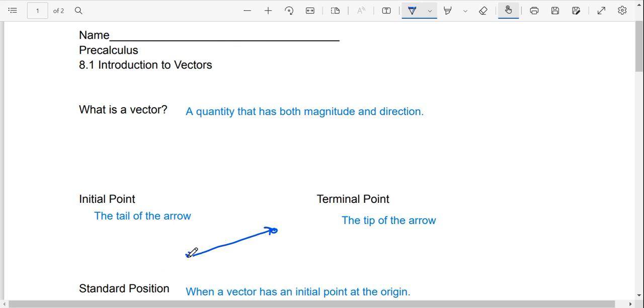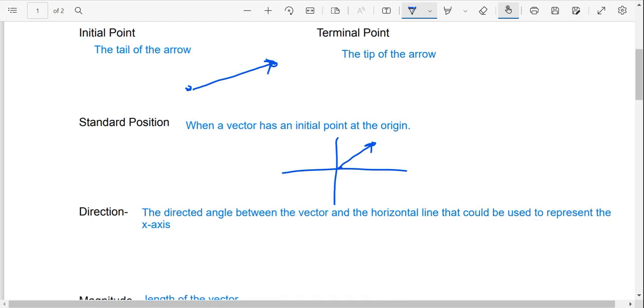So an initial point is the tail of the arrow, so where we start, and the terminal is the tip of the arrow, what makes the arrow an arrow down there. That is what a vector looks like. Initial, terminal. You'll hear me say in class and through this chapter, standard position. Standard position is whenever we have a vector that has the initial point at the origin. So if we have initial point at the origin, right here, this is considered standard position.